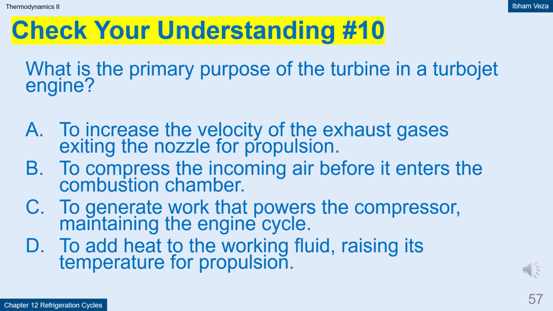Incorrect, because air compression is performed by the compressor, not the turbine. D. To add heat to the working fluid, raising its temperature for propulsion. Incorrect, because heat addition occurs in the combustion chamber, not in the turbine.